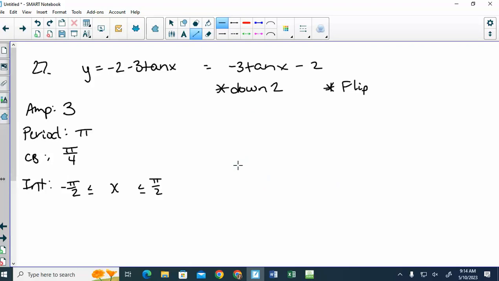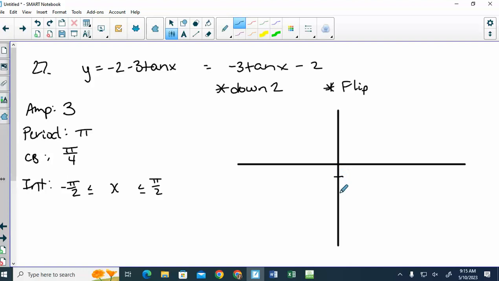Alright, so if we graph this. We're going down 2. So what we did is we went to negative 2. We just drew in a dashed line. So that's going to mark the center of this graph. And starting at negative pi over 2, if I add my count by, so plus pi over 4 is negative pi over 4. Plus pi over 4 is 0. Plus pi over 4 is positive pi over 4. Plus pi over 4 is pi over 2.